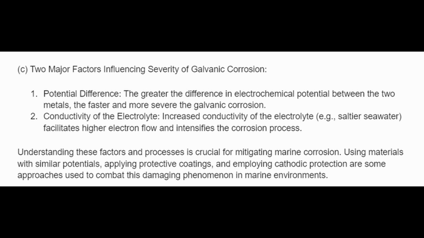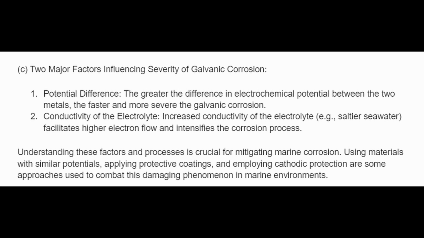C. 2 major factors influencing severity of galvanic corrosion. 1. Potential difference. The greater the difference in electrochemical potential between the two metals, the faster and more severe the galvanic corrosion. 2. Conductivity of the electrolyte. Increased conductivity of the electrolyte, i.e. saltier seawater, facilitates higher electron flow and intensifies the corrosion process.